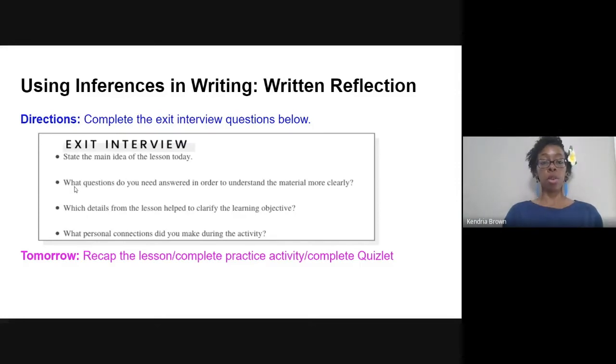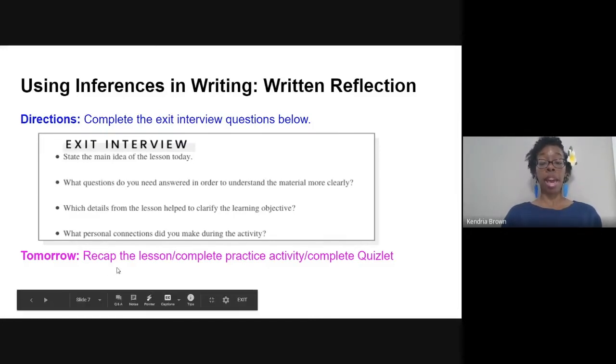Question 2 is to ask what questions you need answered in order to understand the material more clearly. Number 3, which details from the lesson help to clarify the learning objective? And number 4, what personal connections did you make during the activity? On a separate sheet in your notebook, jot these questions and the answers down, and then you'll be done with today's lesson.